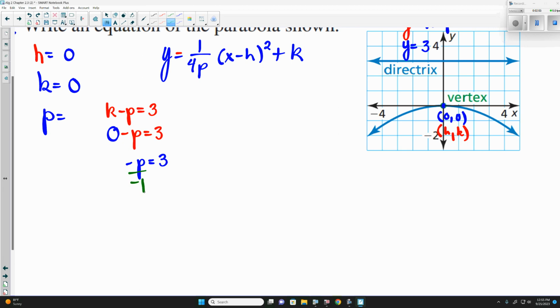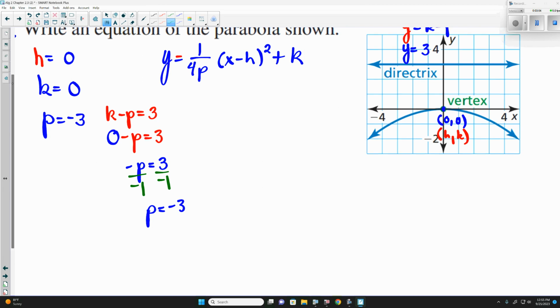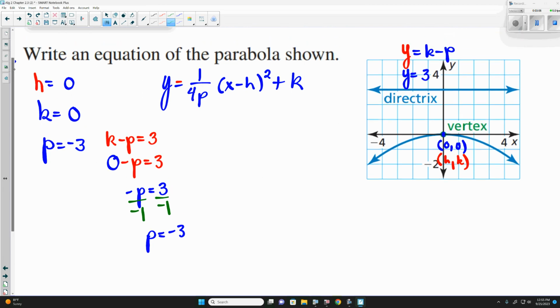Now we do need to find out what the value of positive p is, so we'll divide both sides by negative 1. Negative p divided by negative 1 is p, and 3 divided by negative 1 is negative 3. Questions on how we found h, k, or p?